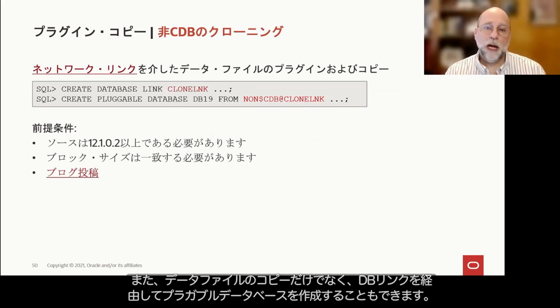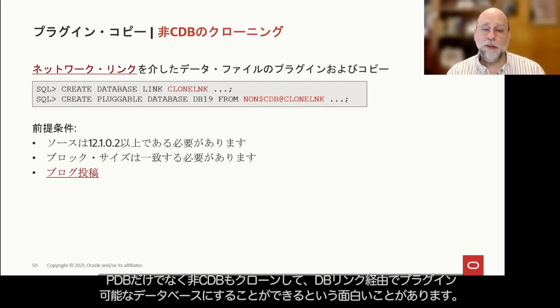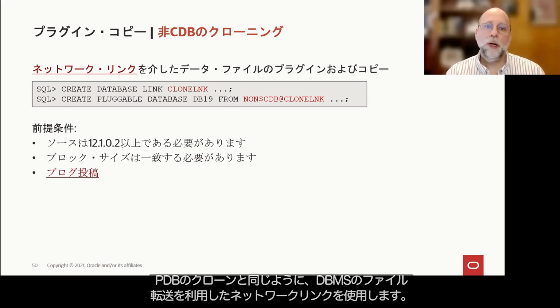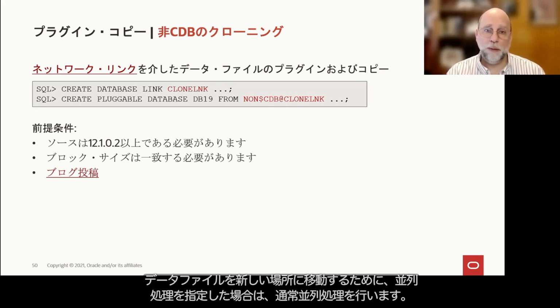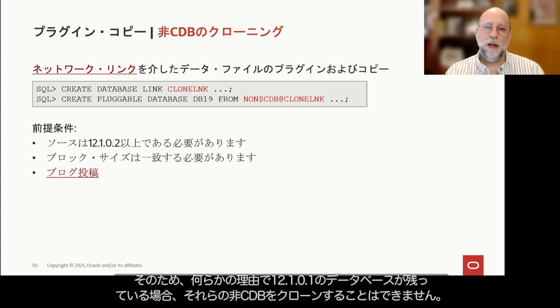Also, along with copying data files, you can clone over a DB link to create your pluggable database. And one of the interesting things that maybe not many users know about is that you can clone a non-CDB, not just a PDB, but you can clone a non-CDB to become a pluggable database over a DB link. Just like cloning a PDB, this would use the network link using DBMS_FILE_TRANSFER, perhaps in parallel, if you specify parallelism there, to move the data files to their new location. For this, the source does have to be 12.1.0.2 or later. So if for some unknown reason you still have 12.1.0.1 databases around, you can't clone those as a non-CDB.